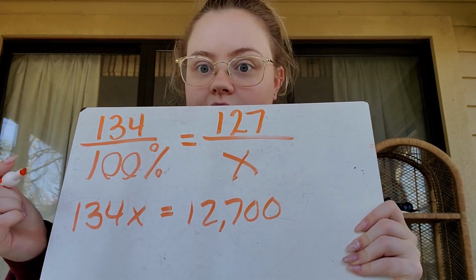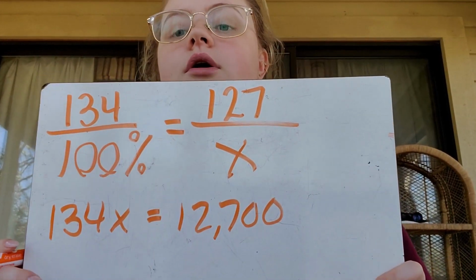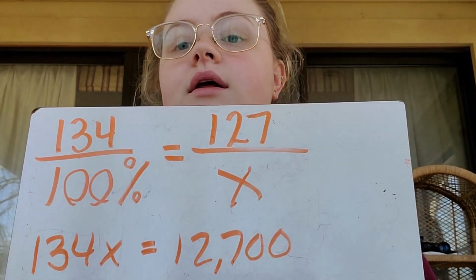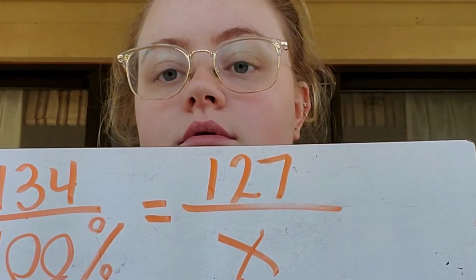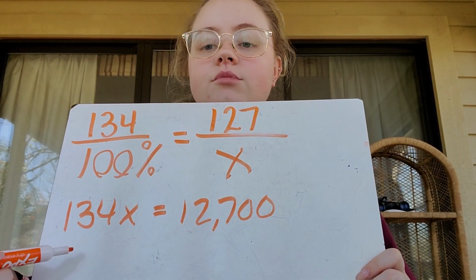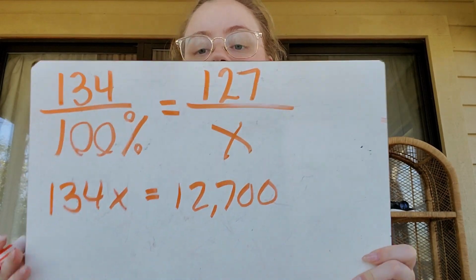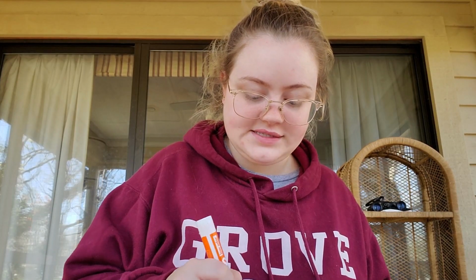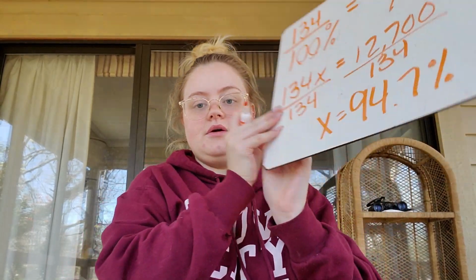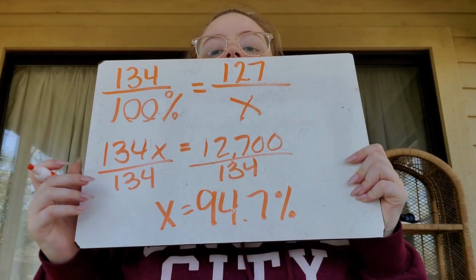Next, I'm going to use a calculator for this. Honestly, you guys can use a calculator and I won't know and it'll totally be okay. Don't judge me. I am going to take 134 and divide that on both sides. And I got x equals 94.7%.